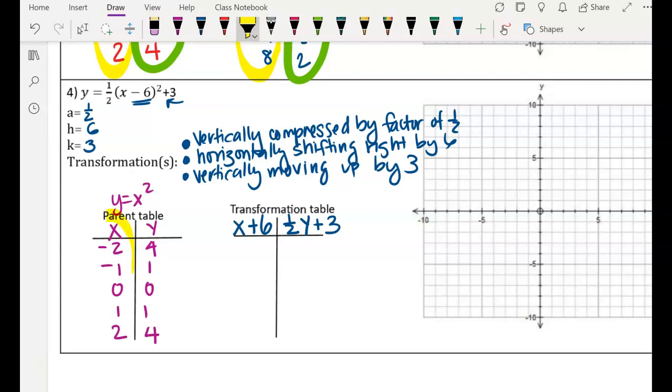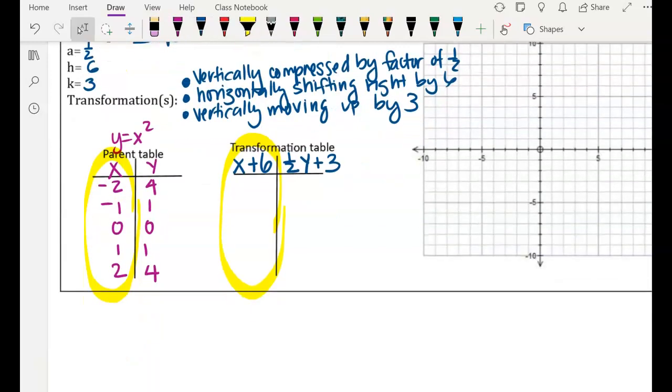So just like the other ones, we're going to take all the parents' x's and add 6. Okay, and then that's going to give us -2 plus 6 is 4. -1 plus 6 is 5. 0 plus 6 is 6. 1 plus 6 is 7. 2 plus 6 is 8.